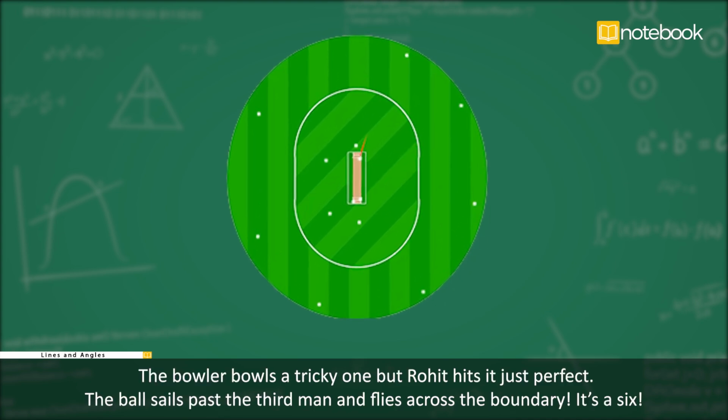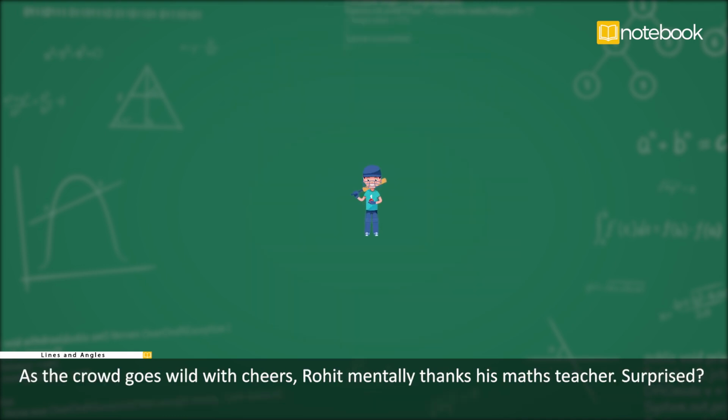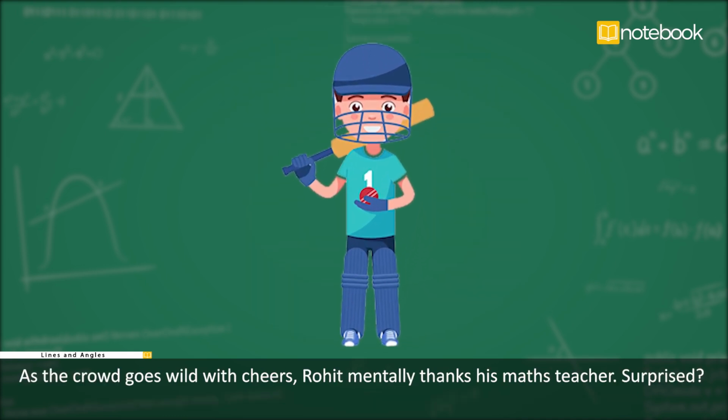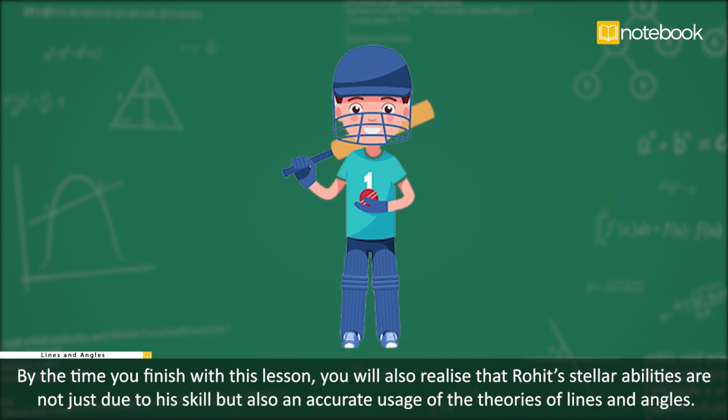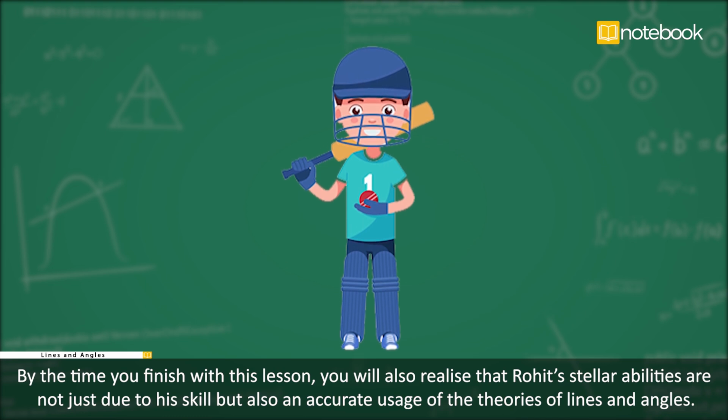The bowler bowls a tricky one, but Rohit hits it just perfect. The ball sails past the third man and flies over the boundary. It's a 6. As the crowd goes wild with cheers, Rohit mentally thanks his maths teacher. Surprised? By the time you finish with this lesson, you will also realize that Rohit's stellar abilities are not just due to his skill, but also an accurate usage of the theories of lines and angles.